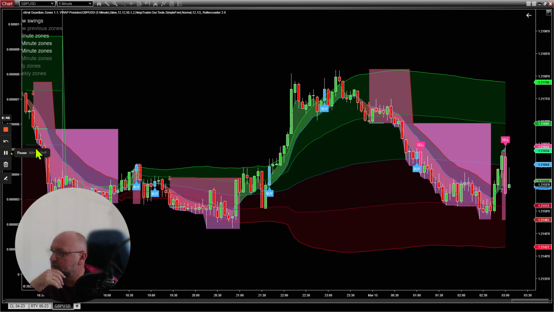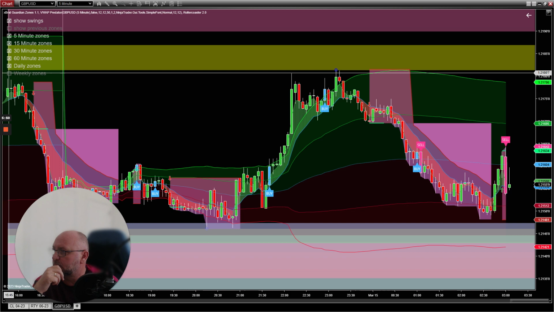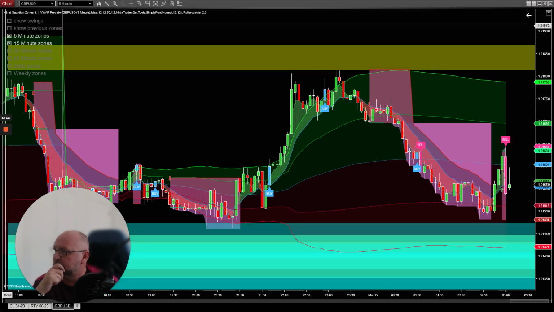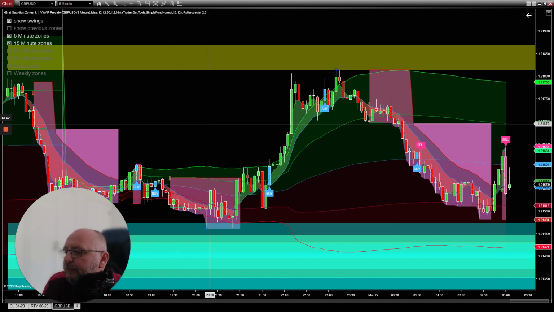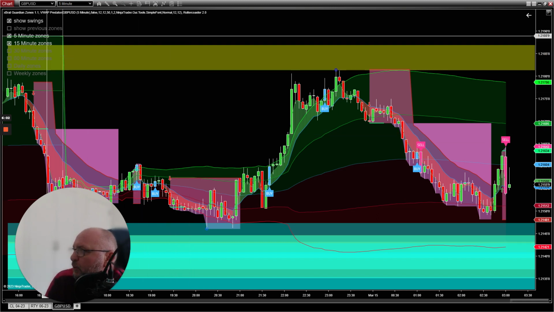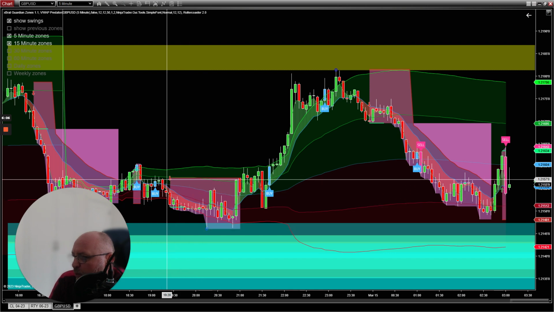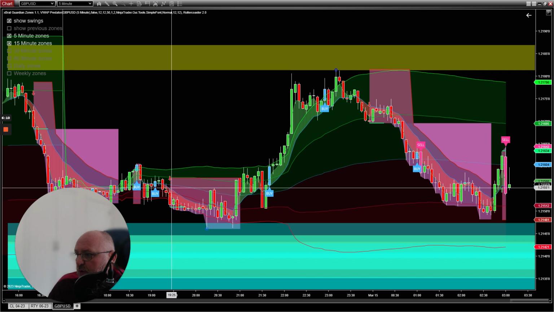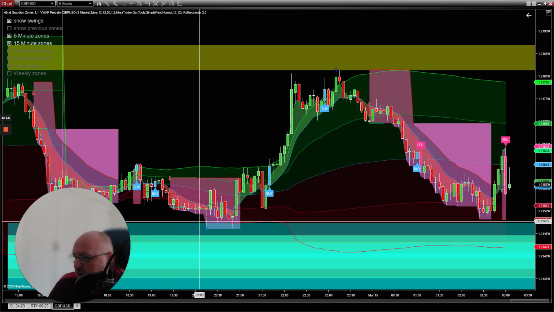Hang on a second. Okay, so just removing those. So let's talk about what happens when we see the swing hit this 15-minute zone. Okay, we don't take this short. Again, the guardian zones are there to protect you. We don't take this short here on the roller coaster because we're going into support.